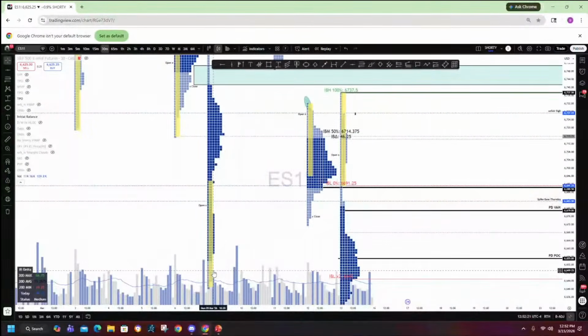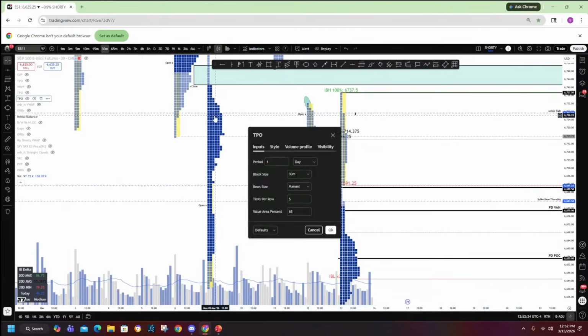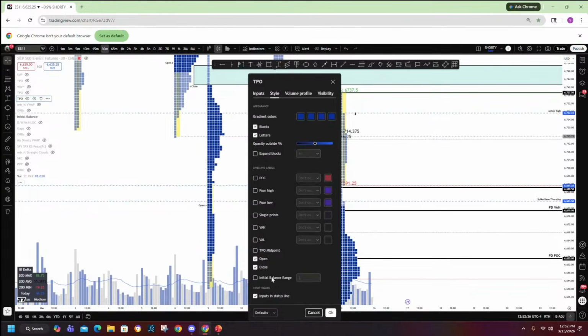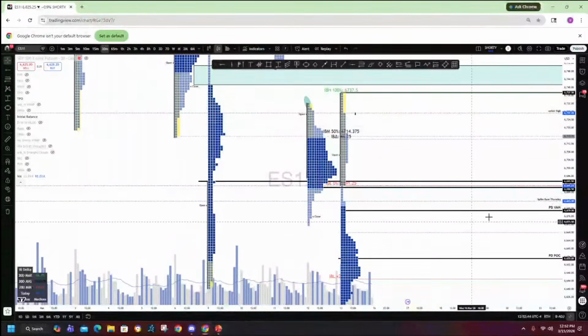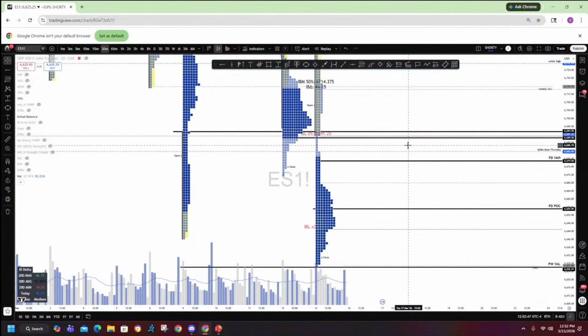Let me see. Yep. I can't highlight it and show it at the same time. Let me add it this way. Somewhere around here. If you guys remember, this was the IBH. We said if you crack this, then most likely you're going to explore the bottom, and boom, that played out.